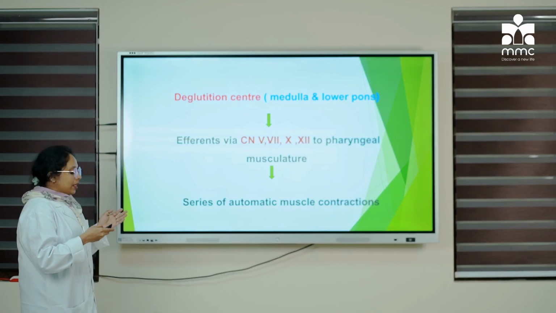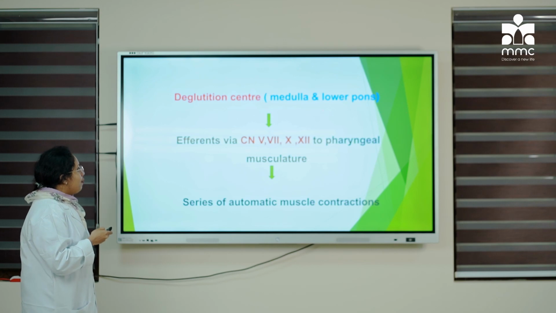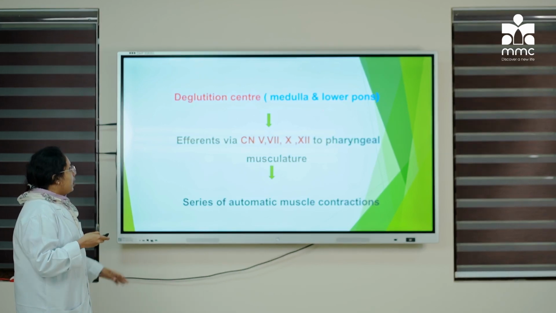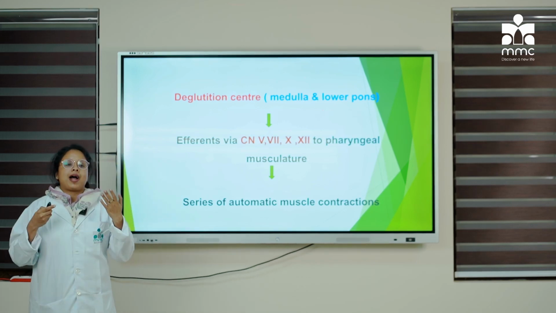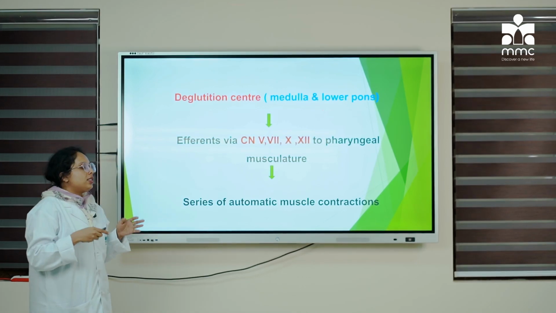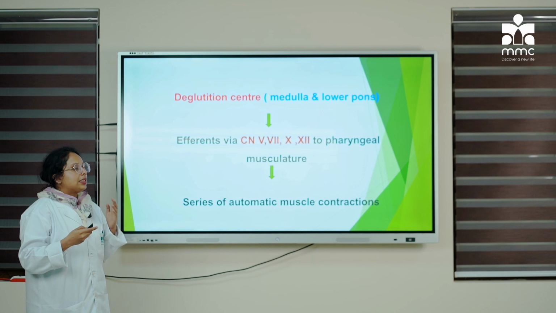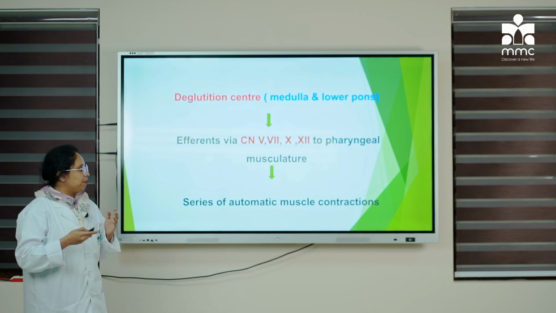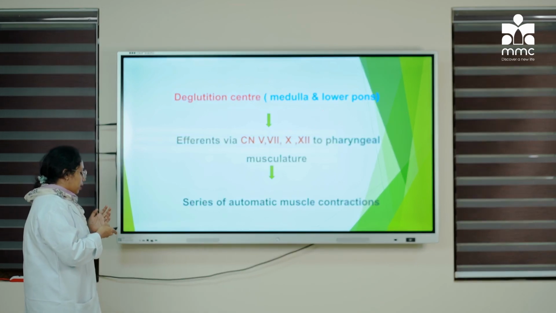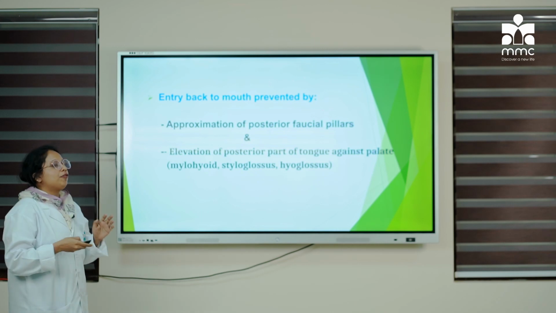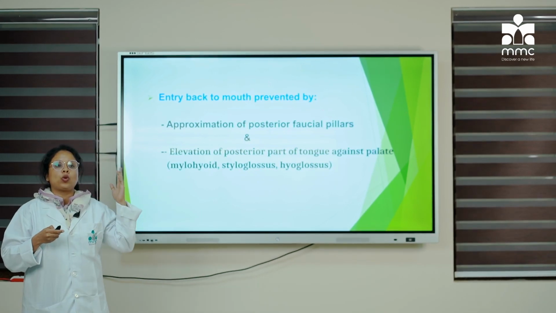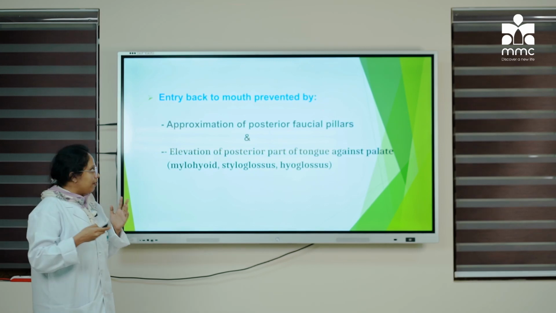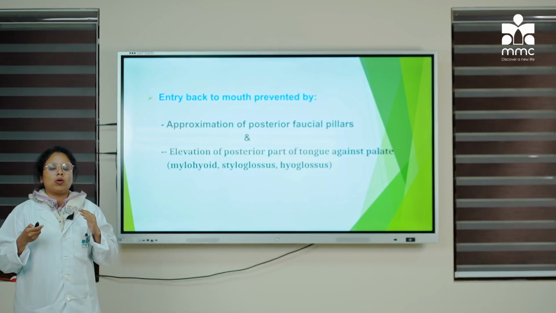From there the information is passed via efferent nerves, which involve cranial nerves 5, 7, 10 and 12, to the pharyngeal musculature. Then a series of automatic muscle contractions takes place. As a result of this muscle contraction, entry back to each outlet shown in the previous slide is prevented. So entry back to the mouth is prevented.